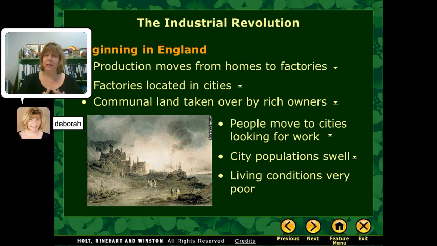During this time period, we also saw the Industrial Revolution beginning in England, specifically the idea that people went from being able to make everything themselves and live on their own farms and make their own home and clothing, to production moving from the home into the factory. The factories were located in the cities, so people moved into the cities looking for work, the population swelled, and you got really poor living conditions. So suddenly you had social and economic situations that needed a lot of attention and were causing a lot of suffering and problems.